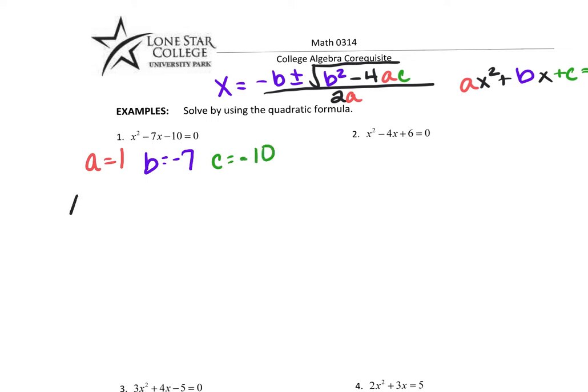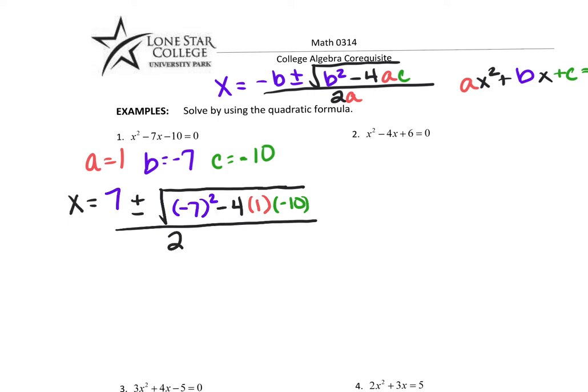So we'll go ahead and start to solve the formula. x is equal to the opposite of b. So the opposite of -7 is +7, plus or minus the square root of b squared. So you're going to do -7 squared minus 4 times your a value, which is 1, times your c value, which is -10. And we're going to divide all of this by 2 times your a value, which in this case is 1.